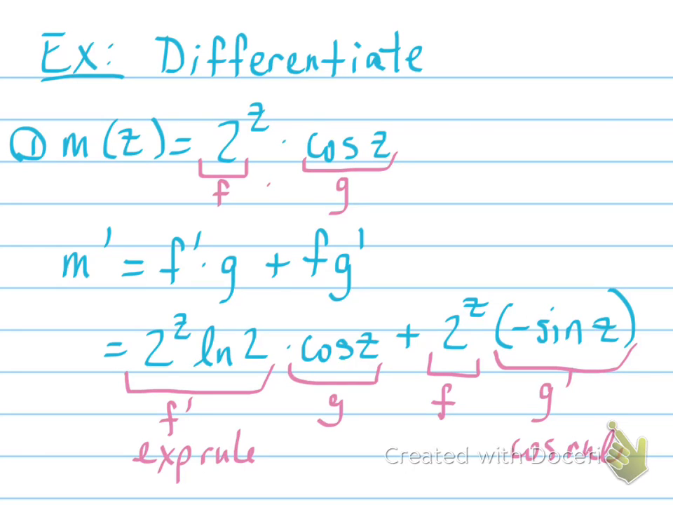And the rules that I used: to take the derivative of f, I used the exponential rule, and to take the derivative of g, I used the cosine rule. And of course, before that, the first rule I used was the product rule, to turn the derivative of f times g into f prime g plus f g prime.